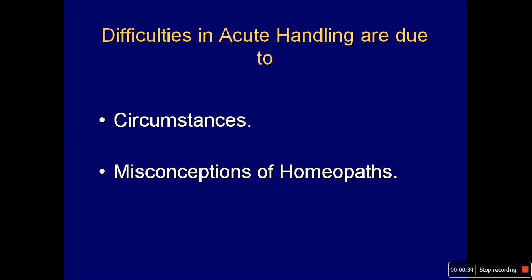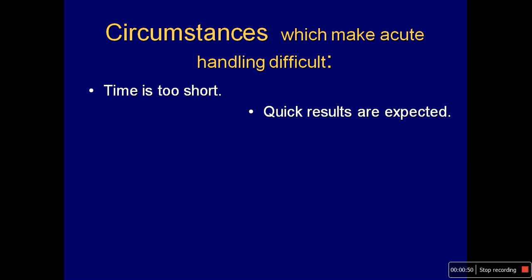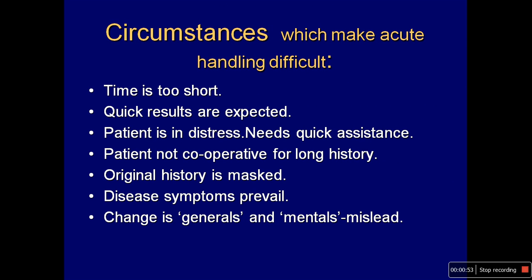Now difficulties can be described under two aspects: circumstantial difficulties and misconception about homeopathy. First, circumstances which make acute handling difficult. The first important difficulty is that the time is too short. When the patient comes to you, he is expecting quick results. When he has got fever, he expects that his fever will get over in 10 minutes, 15 minutes, 1 hour. So the time is too short and quick results are expected from you.